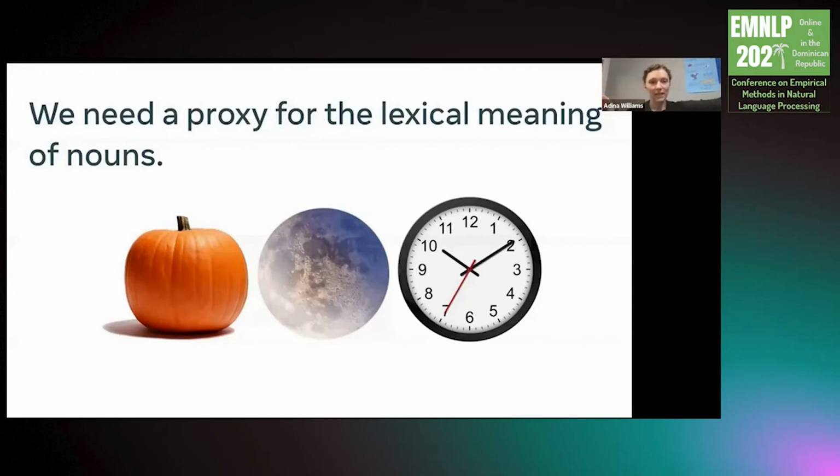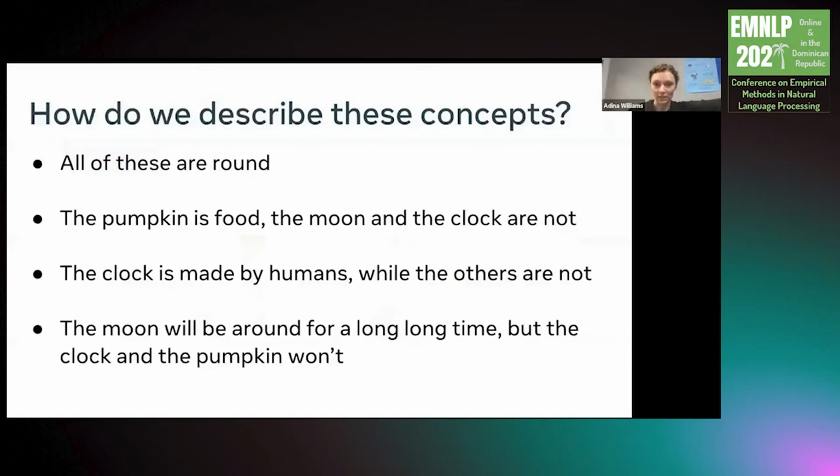So let's dive into the intuitions behind the proxy that we used. Let's say with these three inanimate objects, we have a pumpkin, a moon, and a clock. How are we going to get at the meaning of these things? Well, we can think about how we describe them. All three of those things are round. We can think about things that are different between them. The pumpkin is a food, the moon and the clock are not. The clock is made by humans, the others are not. The moon will be around for a long, long time, but the clock and the pumpkin won't. Maybe the clock will be around longer than the pumpkin and less than the moon. There are various different options. When people talk about concepts, the way that they talk about them reflects the meanings of those concepts.